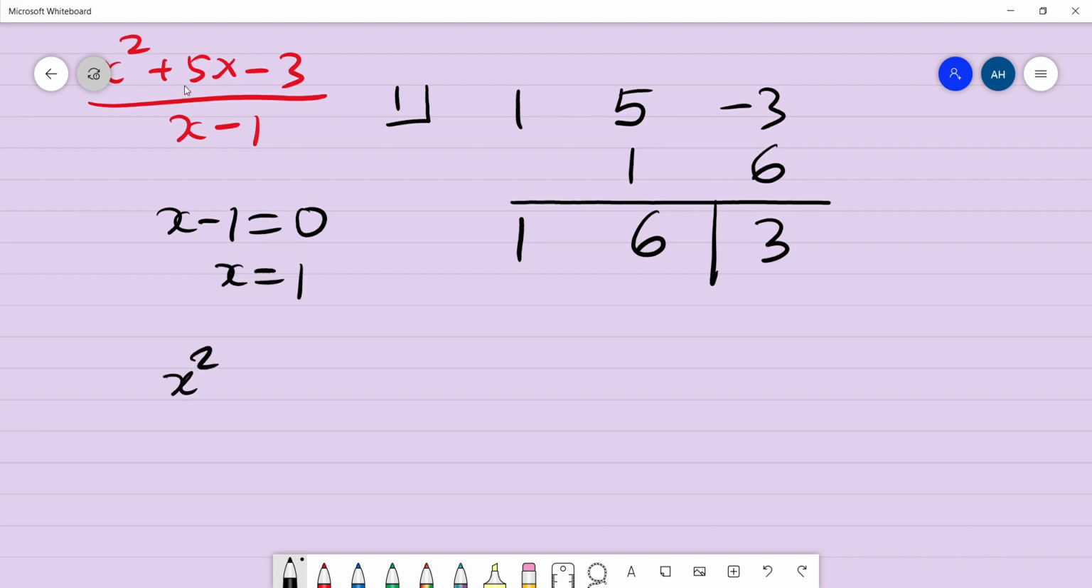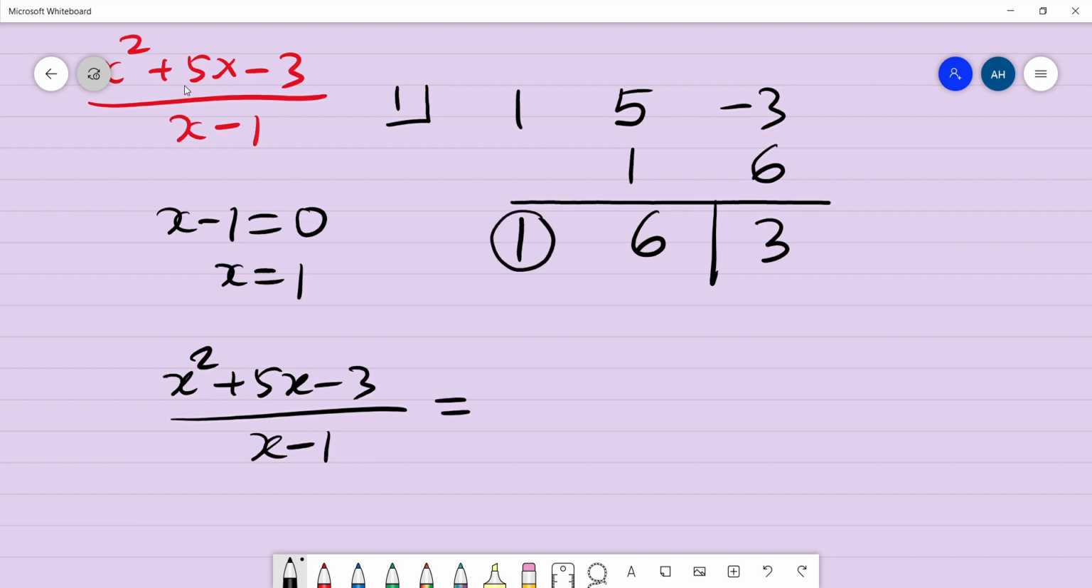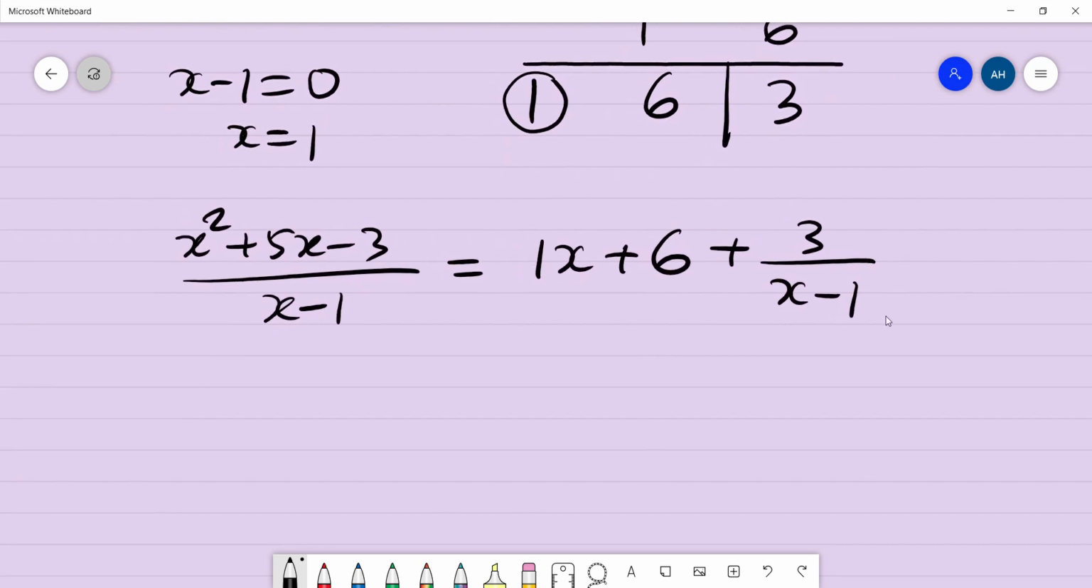So we have x squared plus 5x minus 3 divided by x minus 1. This is equal to, this number will be the coefficient of the first term. So we have 1x. Now this will be the constant, plus 6, plus the remainder, that is 3 over x minus 1. Now let's write it again. On the right hand side, we have x plus 6 plus 3 over x minus 1. Actually our process of dividing these two polynomials is complete.